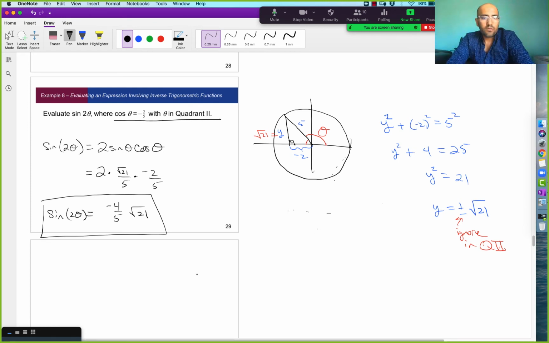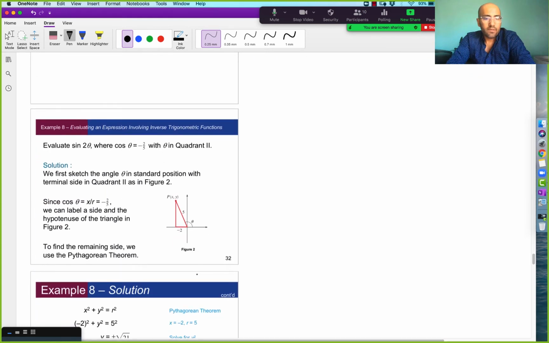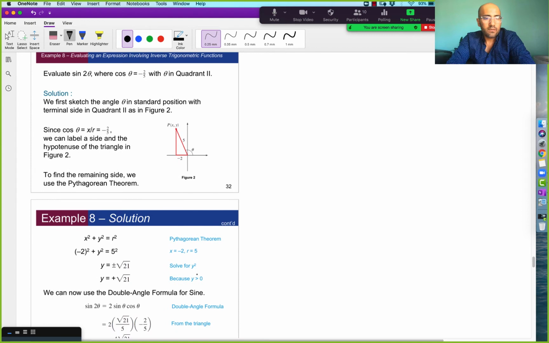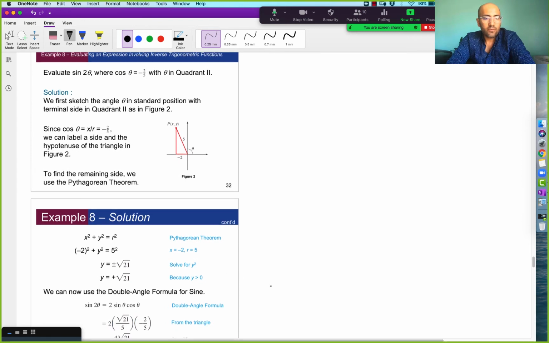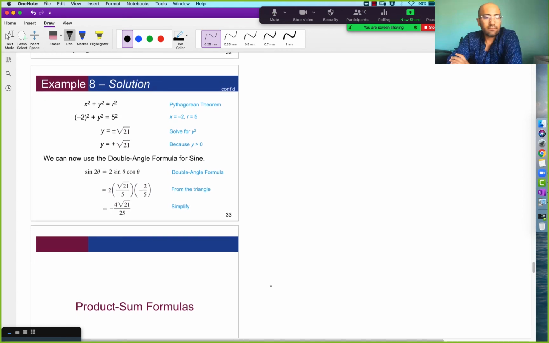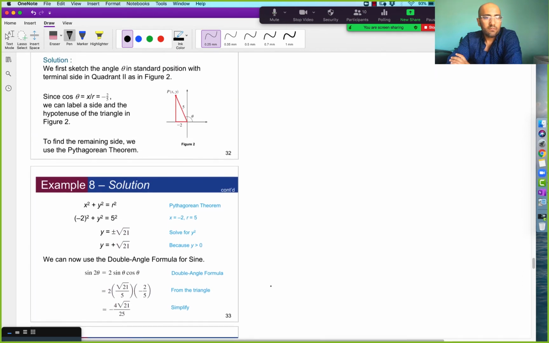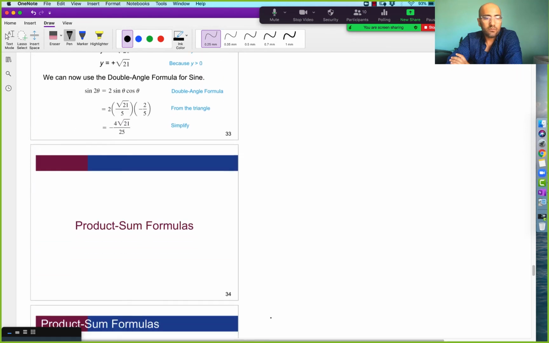Good. Okay, let's see here, same thing, triangles. They found the missing side, root 21, and the same answer we got. So this is the author's way of doing it, and they did the same thing I did. No questions.